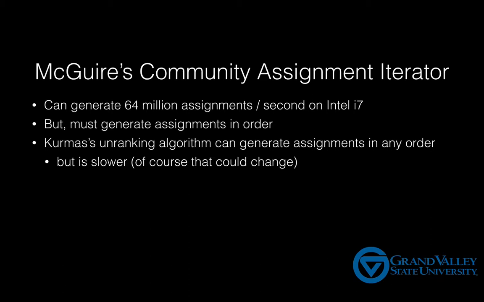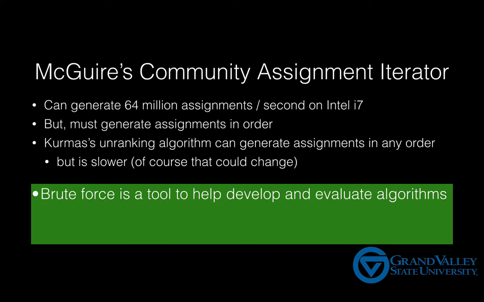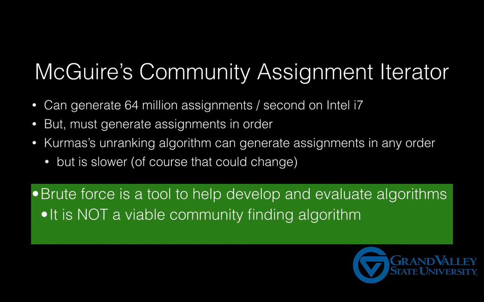Before I move on to explaining McGuire's iteration algorithm, I want to make one point perfectly clear. We're using brute force only as a tool to help develop and evaluate community finding heuristics. We are not in any way claiming that brute force is or can become a viable general-purpose community-finding algorithm. Also, we're not claiming that parallelism will make a brute force approach viable. It doesn't matter how many cells your GPU has, the number of community assignments simply grows too quickly to attack the problem in general by brute force. Unless, of course, somebody discovers that P is in fact equal to NP.